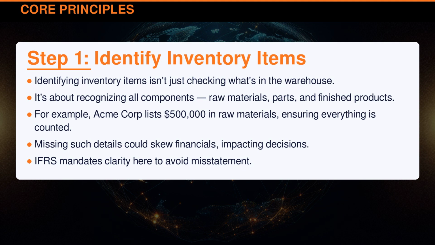Identifying inventory items isn't just checking what's in the warehouse. It's about recognizing all components: raw materials, parts, and finished products. For example, Acme Corporation lists $500,000 in raw materials, ensuring everything is counted. Missing such details could skew financials, impacting decisions. International Financial Reporting Standards mandates clarity here to avoid misstatement.